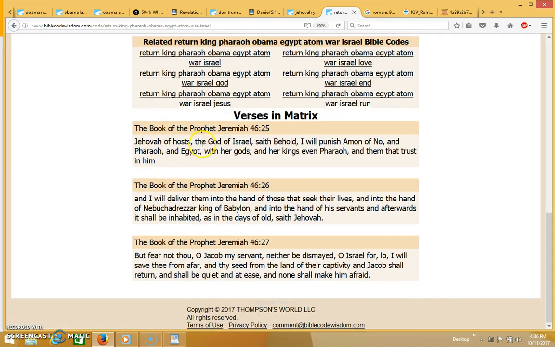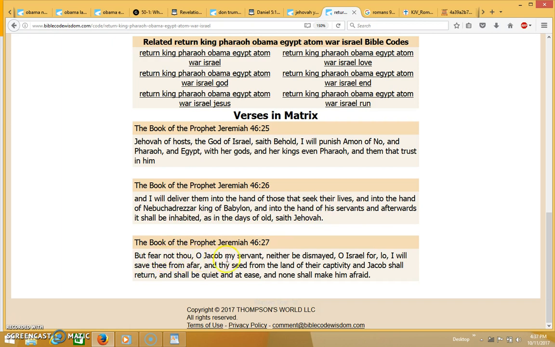Where it says, Jehovah of hosts, the God of Israel, saith, Behold, I will punish Ammon of No, and Pharaoh in Egypt, with her gods and her kings, even Pharaoh and them that trust in him. And I will deliver them into the hand of those that seek their lives, and into the hand of Nebuchadnezzar, king of Babylon, and into the hand of his servants. And afterwards it shall be inhabited, as in the days of old, saith Jehovah.